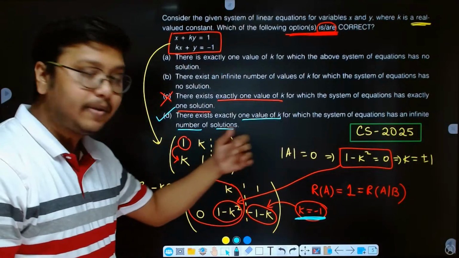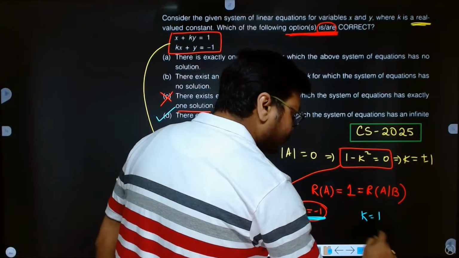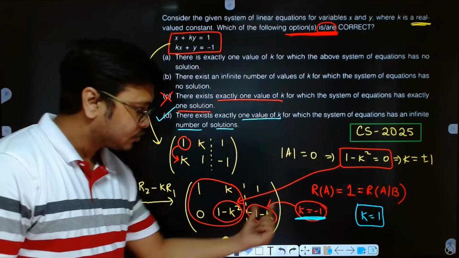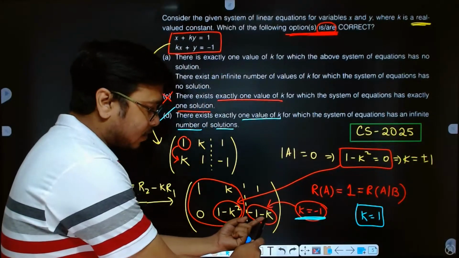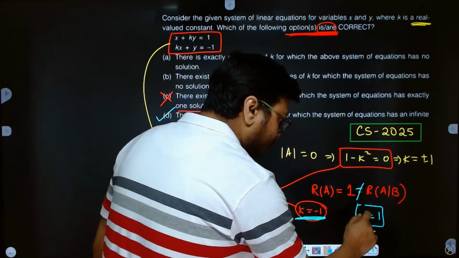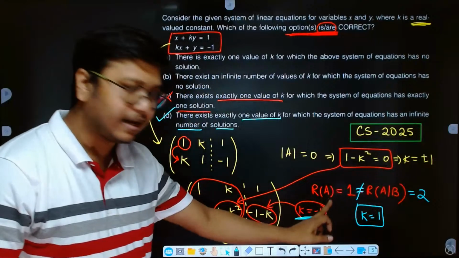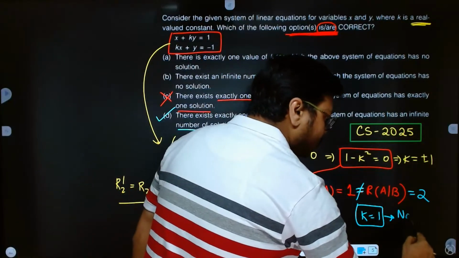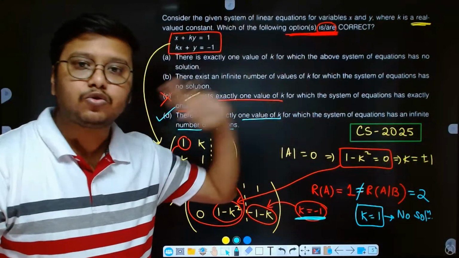Now coming to the no solution case. If I take k as plus 1, obviously this portion is still 0, so rank of A is still 1. Then minus 1 becomes minus 2, so rank of A augment B becomes 2, which is not equal to rank of A. That means if k is 1, it is the no solution case. So there exists exactly one value of k for which no solution happens.